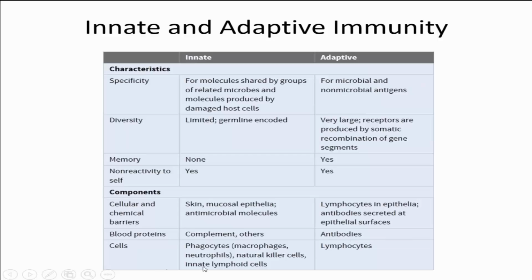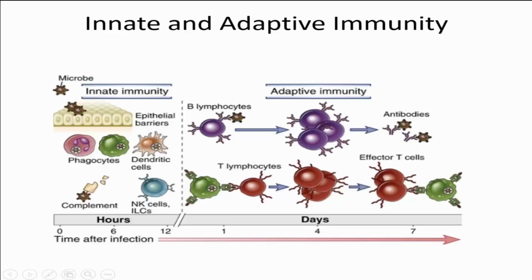And then you know about the cells, so phagocytes, natural killer cells, innate lymphoid cells, or something called ILCs are for innate immune system, and then lymphocytes for adaptive immune system. And we'll go over their characteristics in a minute. And this basically is just showing those components here.